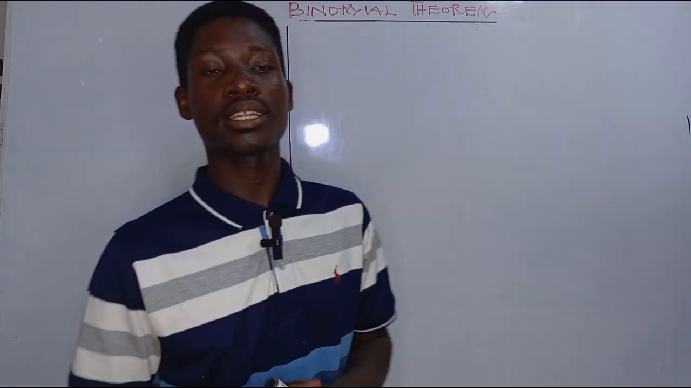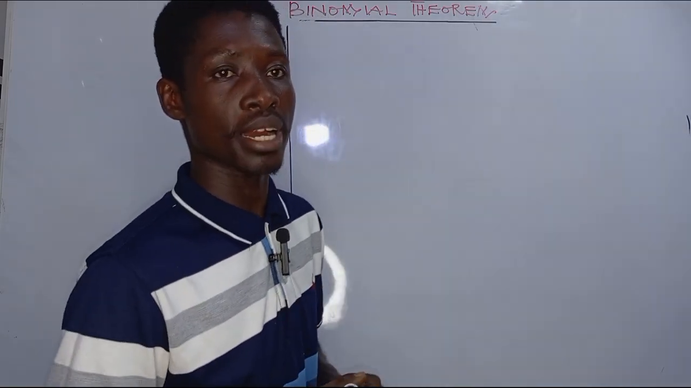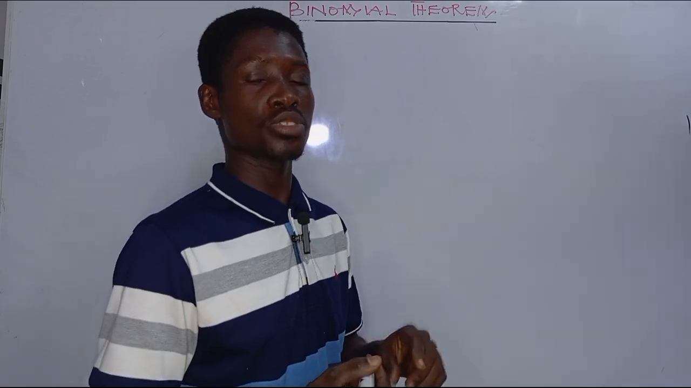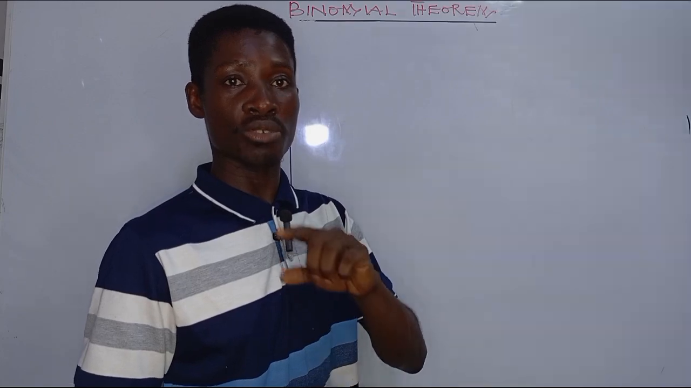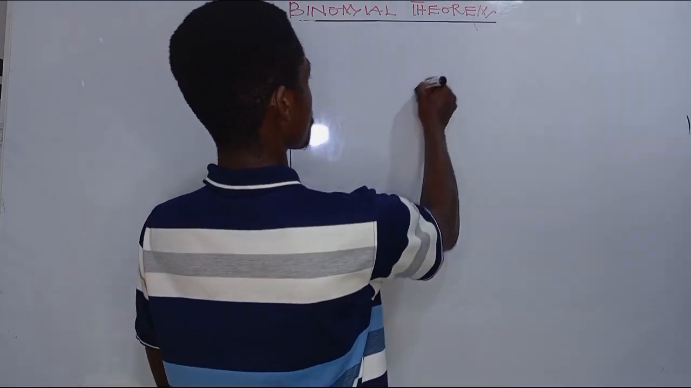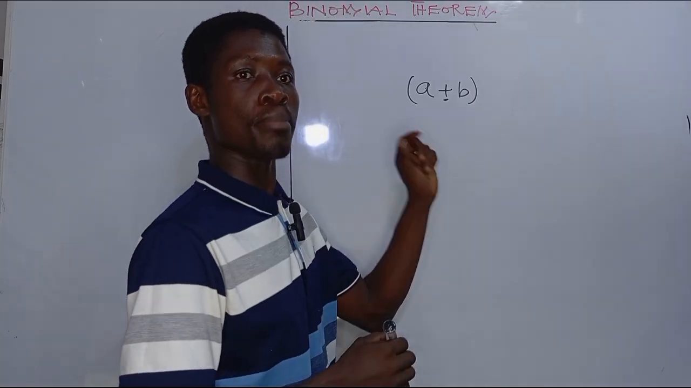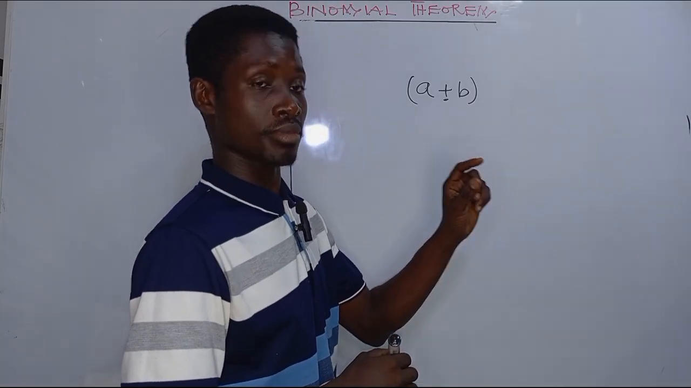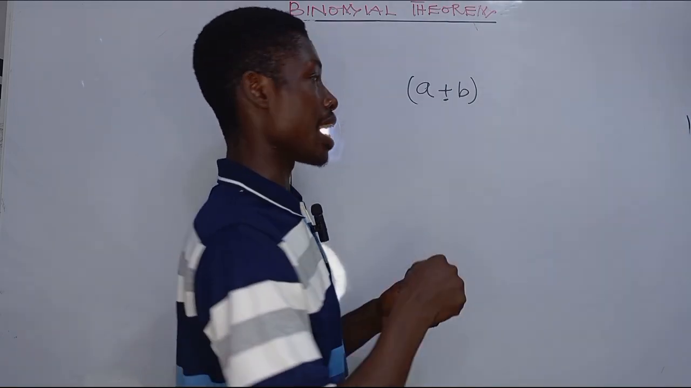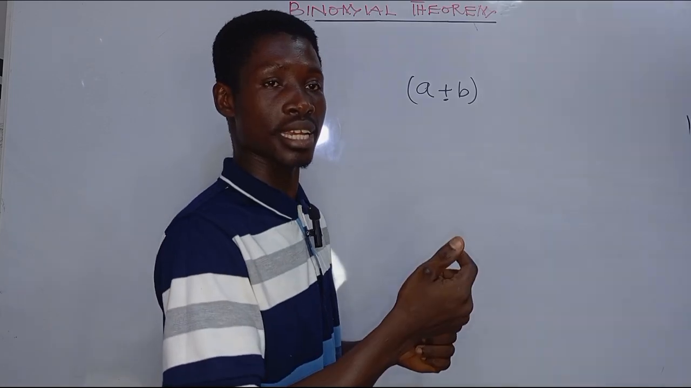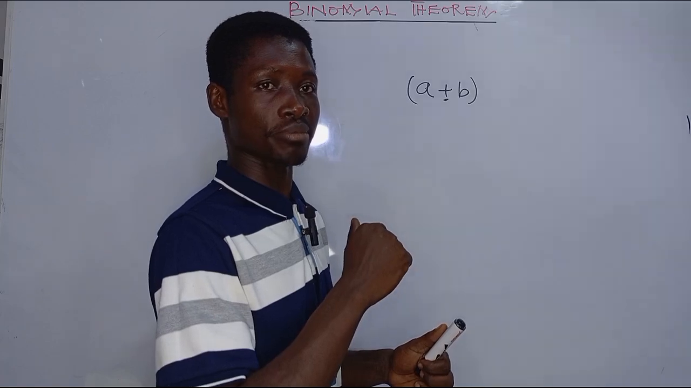In this very lesson, we shall be looking at the binomial theorem. But before that, let's look at what binomial means. When you have an expression of the form a plus b, then this expression is called a binomial expression. This means that when you have any two terms connected with the addition or the subtraction sign, then that expression becomes what? A binomial expression.